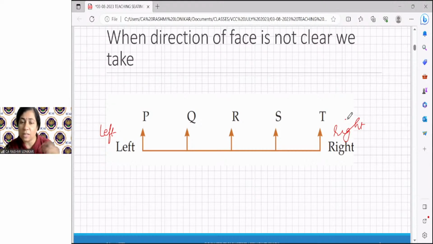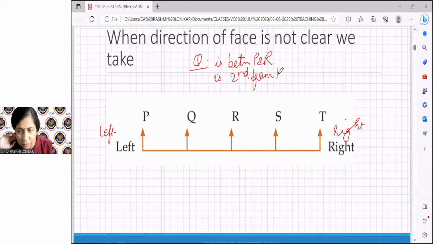So in this case, what can I say? What is the position of Q? Q is between P and R. You can also say Q is second from the left. We can say 1, 2, 3, 4, so it is fourth from the right.